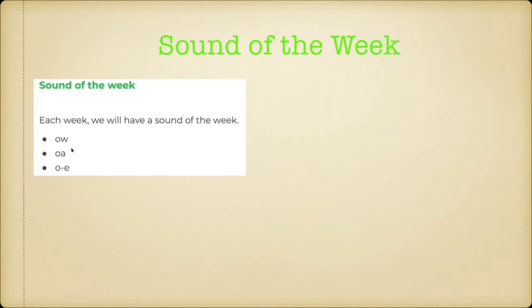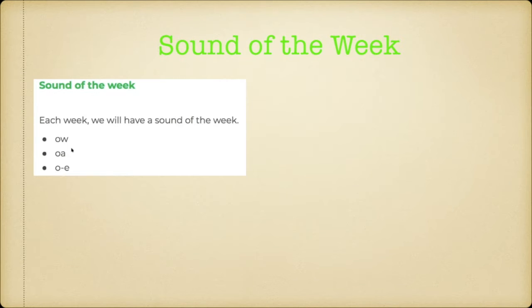Every week we're going to have a sound. Below are the sounds, the sound for this week. OW makes an O sound. OA makes an O sound as well when we put them together. And at the bottom, O with a gap in between and an E also make an O sound. Now we call that a split digraph. And in a minute you'll know why, because you'll see the word that comes up.